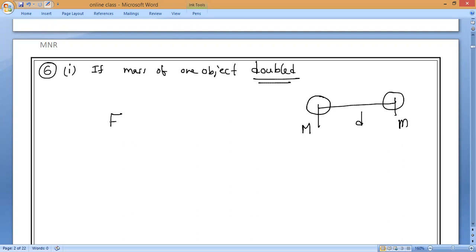General case, everybody. Force, let me take F1. F1 is equal to, what is the formula? Everybody. Nobody knows. So G into capital M into small m divided by d square.